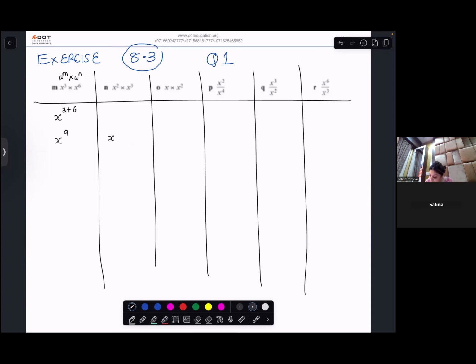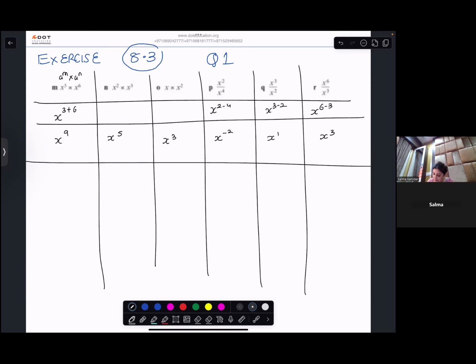This is going to be x raised to 5, x raised to 3, x raised to 2 minus 4. So it's going to be x raised to minus 2. This is going to be x raised to 3 minus 2. It's going to be x raised to 1. And x raised to 6 minus 3, so it's going to be x raised to 3. So now this is your y, and I have simplified the y.